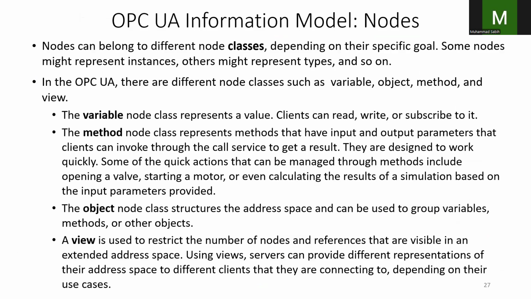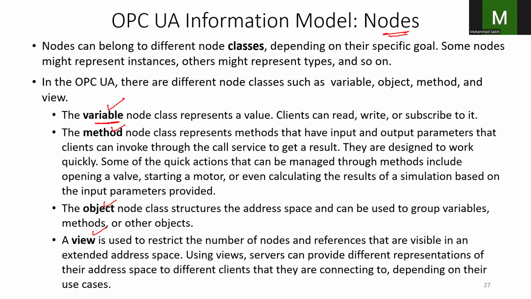Okay, now let's talk more about how the nodes are modeled. Each node belongs to a specific node class depending on its function, and these node classes define what kind of data or structure a node represents. For example, some nodes are instances, like a temperature value, while others are types, like the definition of a sensor. The key node classes in OPC UA are the variable, the method, the object, and the view.